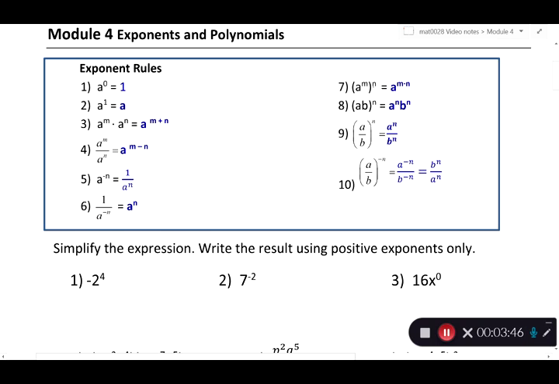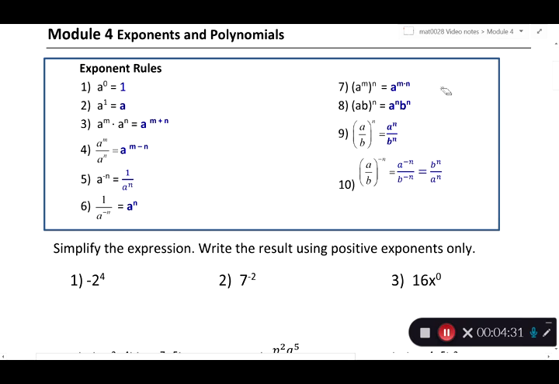A to the m raised to the n, so this is a power to a power, so this looks more like 3 squared cubed. We are now going to multiply those exponents. So 2 times 3 would give me 3 to the 6th power. Again, can still use the definition. 3 squared is 3 times 3, and we want that cubed, so we want that to happen 3 times. So 3 times 3 times 3 times 3 times 3 times 3. How many 3's do I have? 1, 2, 3, 4, 5, 6. 3 to the 6th power.